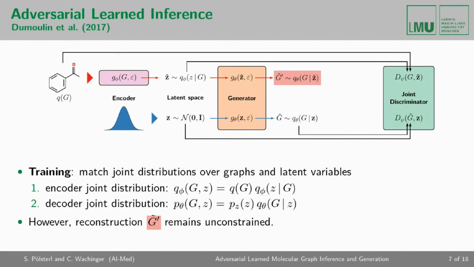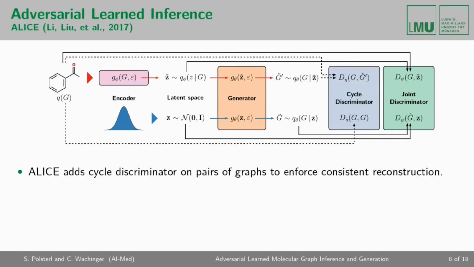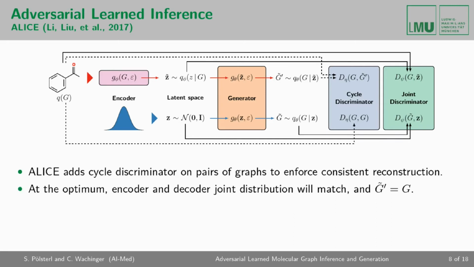However, we can see from the figure that the reconstructed molecule via the red path is not constrained. This problem has been addressed by ALICE, which adds a second discriminator that distinguishes between a pair of real graphs and the real graph and the reconstruction. Now, encoder and generator have to fool both discriminators. They show in the paper that at the equilibrium of this adversarial game, both joint distributions match, and the input matches the reconstruction.